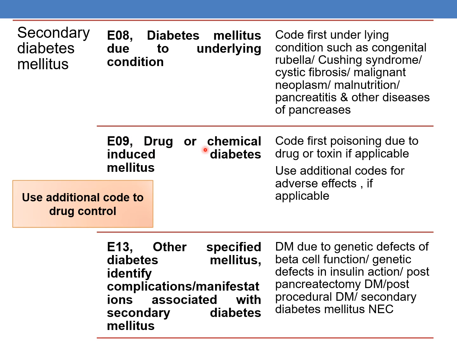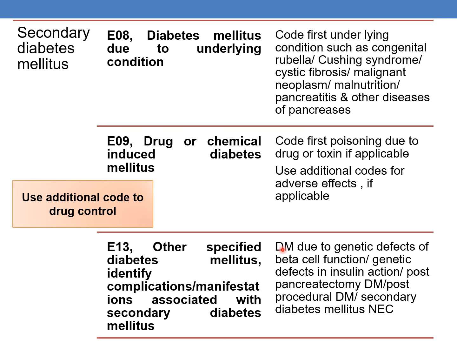The next is E09, drug or chemical induced diabetes mellitus. Whenever coding this code, code first poisoning due to drug or toxin, if applicable, and you also need to code adverse effects before coding this. Next is E13, other specified diabetes mellitus. It identifies the complications and manifestations associated with secondary diabetes mellitus.